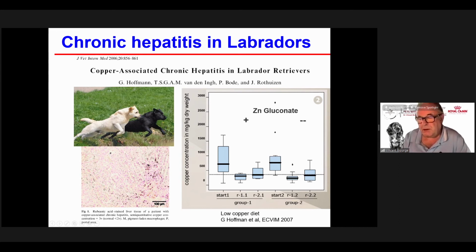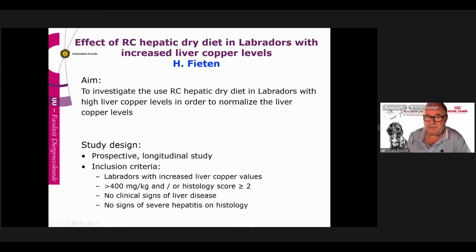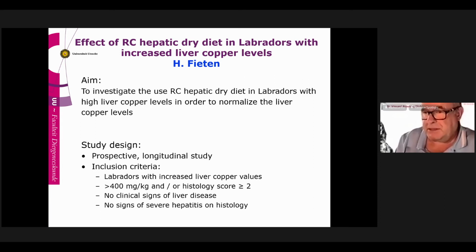We did a second study, once again in Labrador, because the focus was with Labrador. There, the individuals that we identified were Labradors that had increased copper in the liver, either shown by measuring the amount or by looking at the histology. But those dogs had no signs of liver disease, and they had no sign of severe hepatitis at the time. Basically, they were, what I just mentioned to you, brother and sister and parents of dogs that show the clinical disease. And so we put them on a low copper dry hepatic diet.